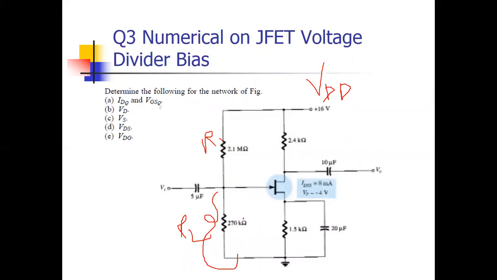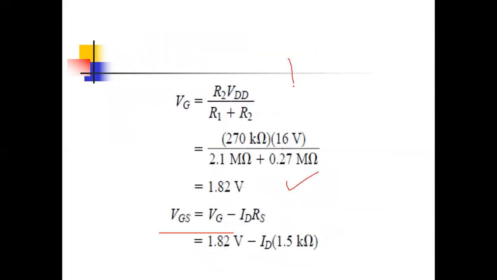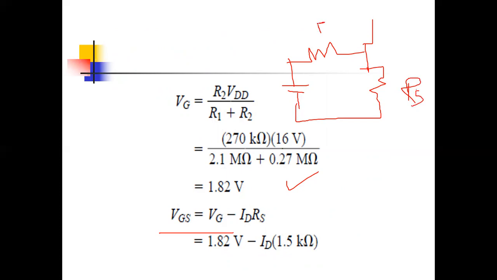is you have to apply KVL in the left side, but not in this circuit. Remember, now I'm drawing the voltage divider equivalent circuit. This is VG, RG. This is your FET, this is your RS. You have to apply KVL here. This is your RS, this is your RG, and this is your VG.